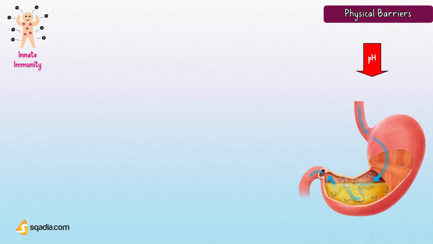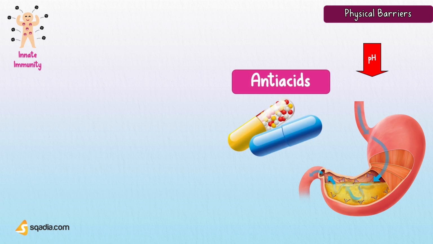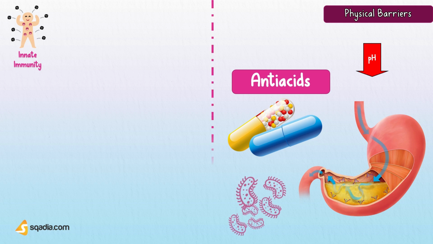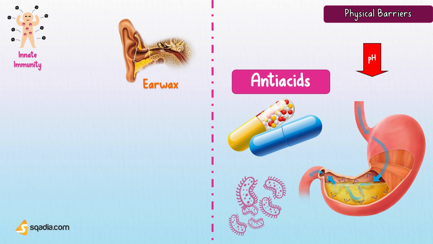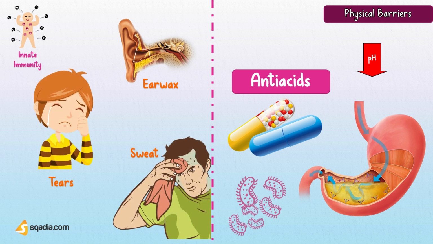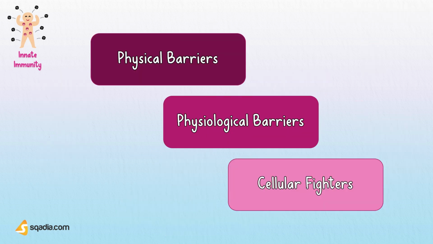Stomach acid. Low pH damages pathogens, so there is no colonization in the gut. The use of antacids leads to acid suppression, which increases the risk of intestinal infection. Other external barriers are earwax, which blocks the entry of pathogens through the ear canal. Tears, sweat, and saliva all contain lysozymes that fight against microbes and create an unfavorable environment for pathogens.